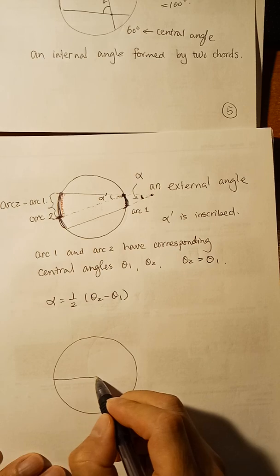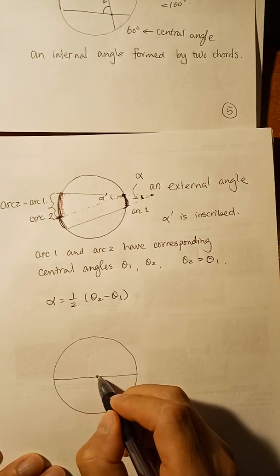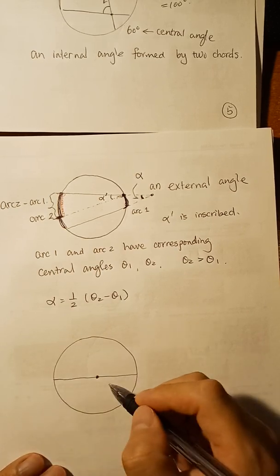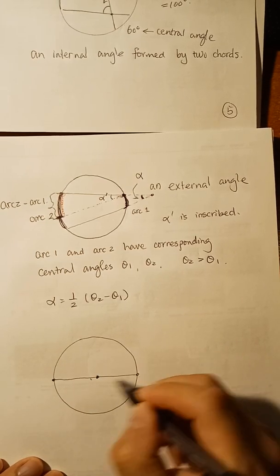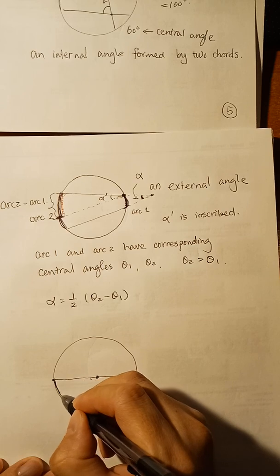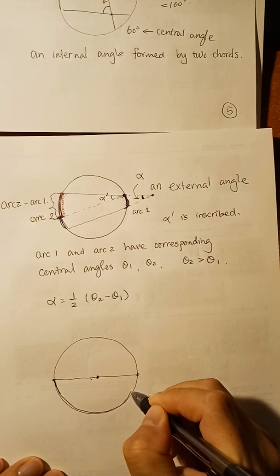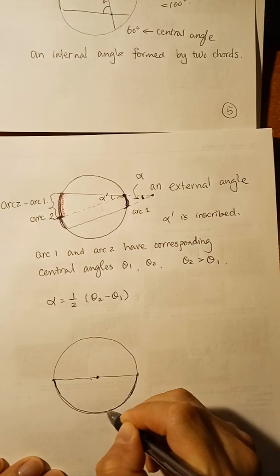Let's assume we have a diameter, a horizontal diameter. The bottom is a half of the circle. The diameter divides the circle equally into two parts.